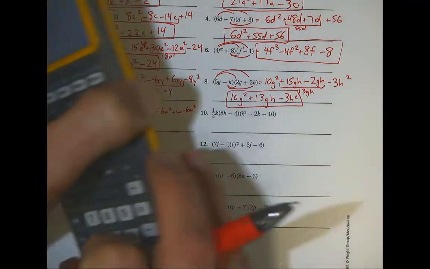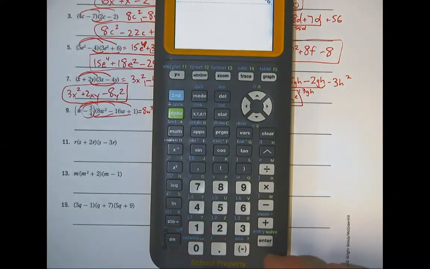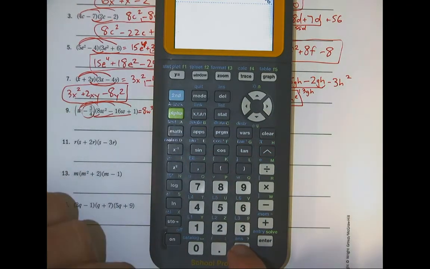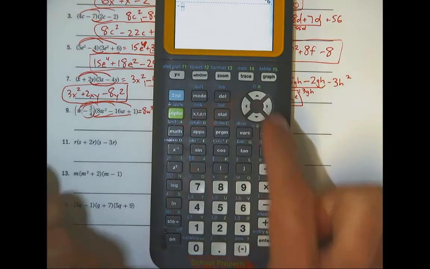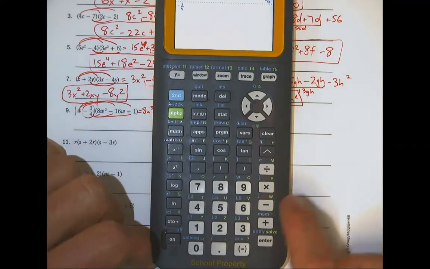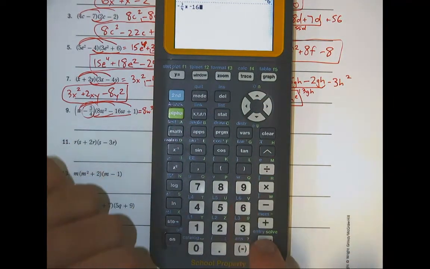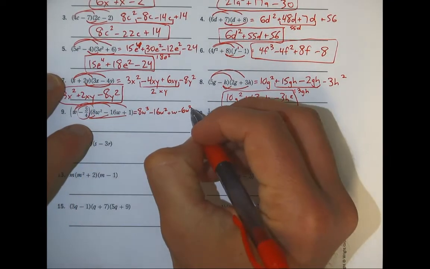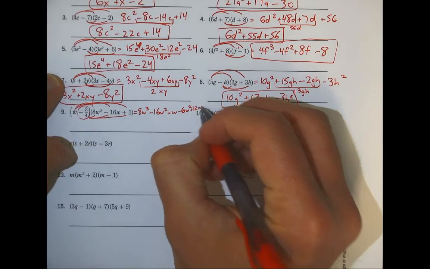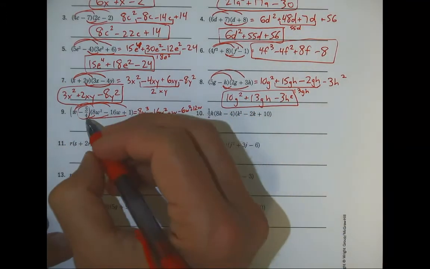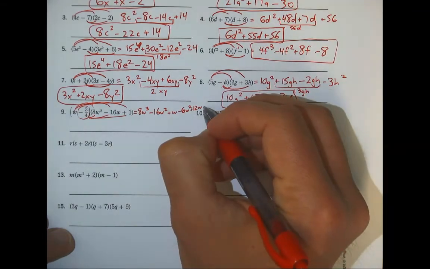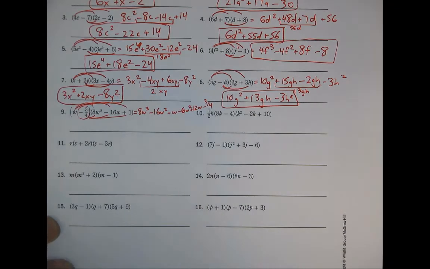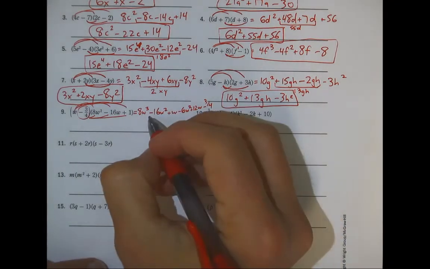3/4 times 16. First of all, it's a negative and a negative, so that's a positive. Again, you could do 16 divided by 4 is 4, times 3 is 12. But if we're going to punch this all in here, it's negative 3/4 times negative 16, so positive 12. And that's going to have a w. And then times 1 is just going to be itself, so minus 3/4.